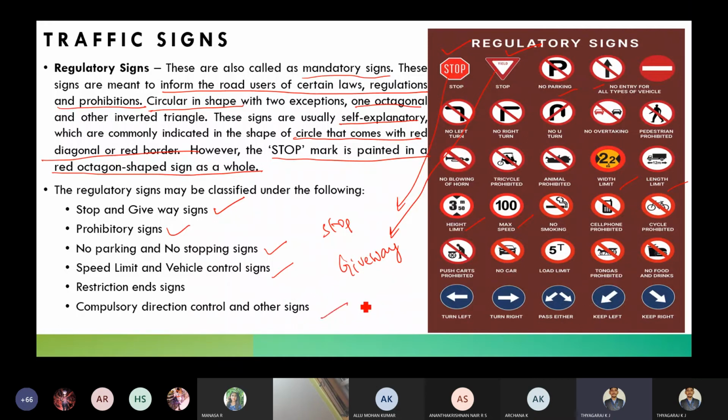Then compulsory signs: you have to turn left, turn right, pass either side, keep left, keep right. These are the compulsory signs we are going to come across with these regulatory signs. So regulatory signs are mandatory in nature, and the various regulatory signs you can see in the PPT: stop, give way, no parking, no right turn, no left turn, U-turn is prohibited, maximum speed is 100. These are the regulatory traffic signs which we come across in our daily life. You can write on your own what the regulatory signs are, simply by drawing the diagram and explaining the function.